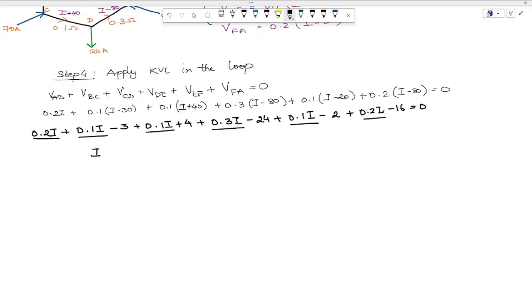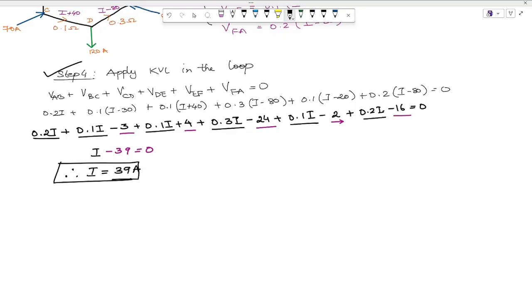Then I have the unknown terms, all the constants. So minus 3 plus 4 is 1, minus 24 is minus 23, minus 2 is minus 25, and minus 16 is minus 39, equal to 0. So hence I can say that I is equal to 39 amperes. Therefore we have got the value of the unknown current as 39 amperes. With this we also complete step number 4.